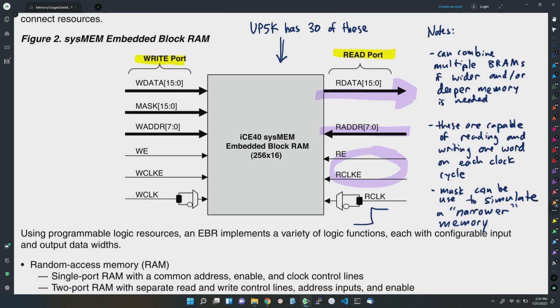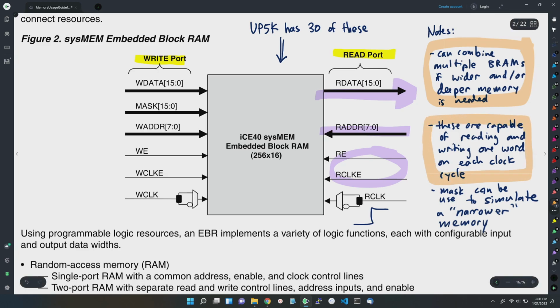All right, so just a few final things to note about these block RAMs. You can combine them, so if you need a wider memory or a deeper memory, or both, you can use multiple together. These are capable of reading and writing a data value on each clock cycle, so you can essentially stream data in and out of them at the FPGA's internal clock frequency. And finally, you'll notice that we have this mask value. That is basically used so that we can simulate narrower memories. So for example, instead of organizing this as 256 16-bit words, you could actually make it 512 8-bit words if that's more convenient.